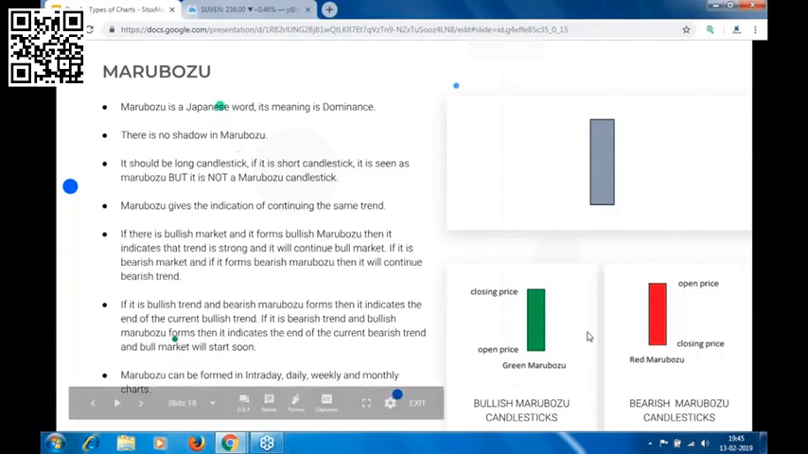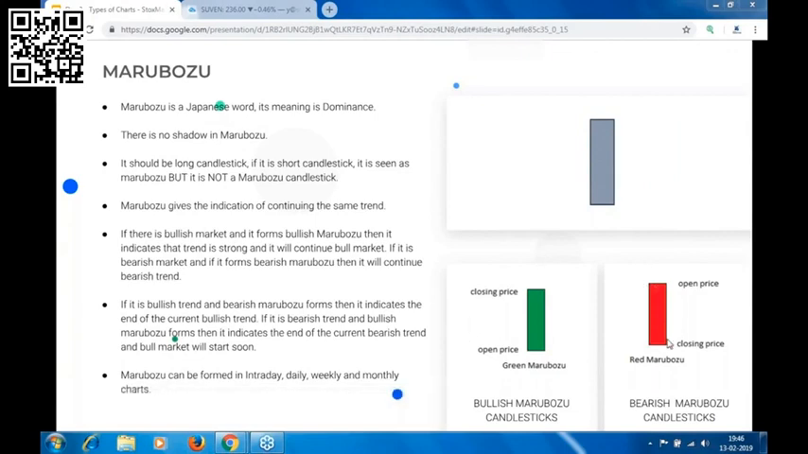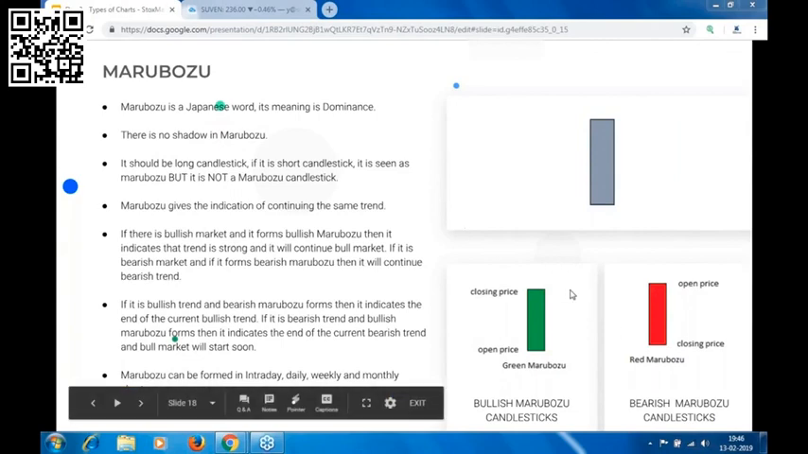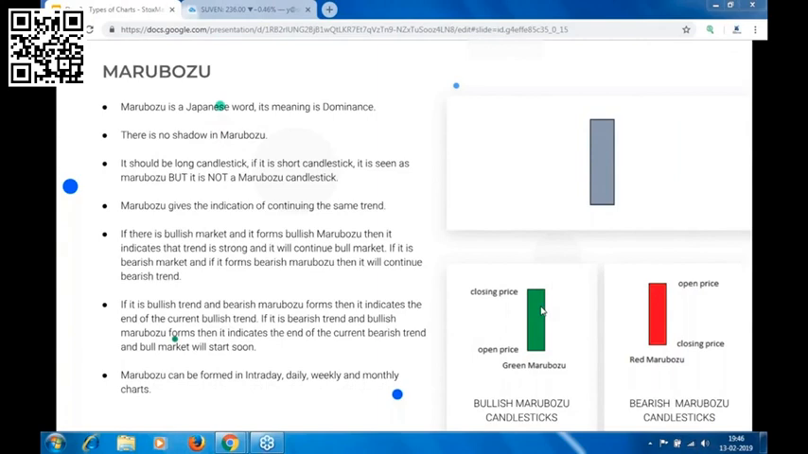Marubozu. Now Marubozu is a Japanese word which means dominance. Now this candlestick pattern acts as your trend reversal as well as your continuation pattern. Say if there is an uptrend and if we see a bullish Marubozu, which means that the uptrend is strong and the trend will continue. But if it's an uptrend and we see a bearish Marubozu, then we can say that now the trend is about to reverse. So this candlestick acts both as your trend reversal as well as your trend continuation pattern.